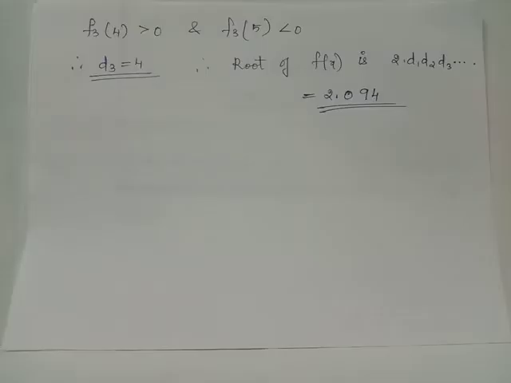We had started the problem with the intention to find out root of f of x, which will be of the form 2.d1, d2, d3, etc. By Horner's method, we have evaluated d1 equals 0, d2 equals 9 and d3 equals 4. Hence, root of f of x will be 2.094.